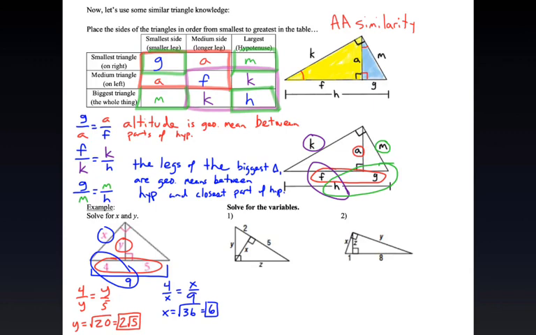Go ahead and see if you can apply it. I'm going to show you the answers to number 1, but not for number 2. Pause the video and try number 1. And here are those answers. Hopefully you got those. If you didn't, try to figure it out quickly, but we'll talk about it in class.